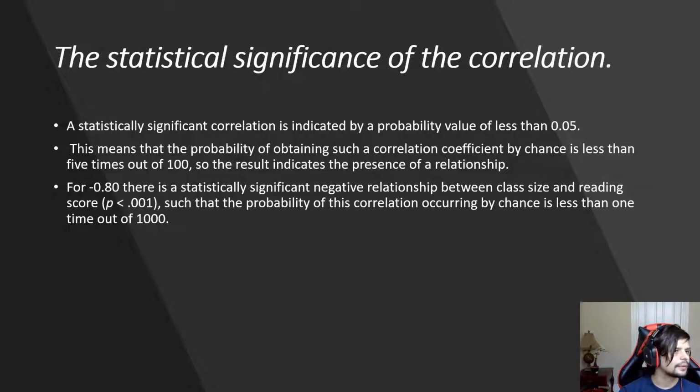So for statistical significance, it's a p-value less than 0.05. This means that the probability of obtaining such a correlation coefficient by chance is less than 5 times out of 100. So the result indicates the presence of a relationship. So for negative 0.8, the statistical negative relationship between class size and reading score, the probability of this correlation occurring by chance is less than 1 time out of 1,000.